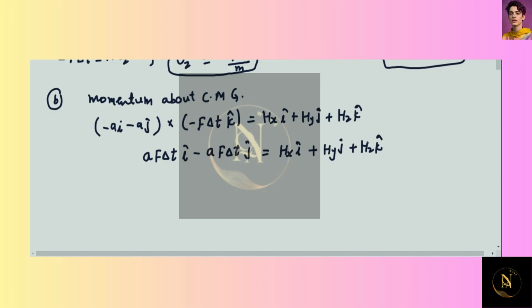So from here you may write angular momentum about x direction is aF delta T, and in y direction it is minus aF delta T, and in z direction it is 0. Say equation 1.